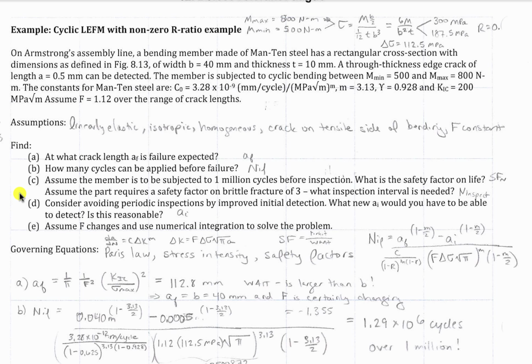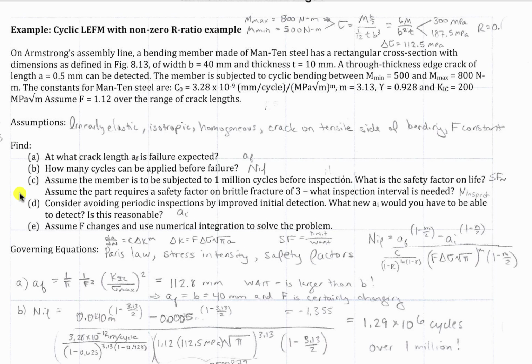And it tells us to go ahead and, at least for the first analysis, assume that F is equal to 1.12 over the range of crack lengths. So that's that constant value for F when your alpha, or your a over b, is small. And that is a reasonable assumption here, at least when we start. We have an alpha of 0.5 millimeters over 40 millimeters, so that is very small.